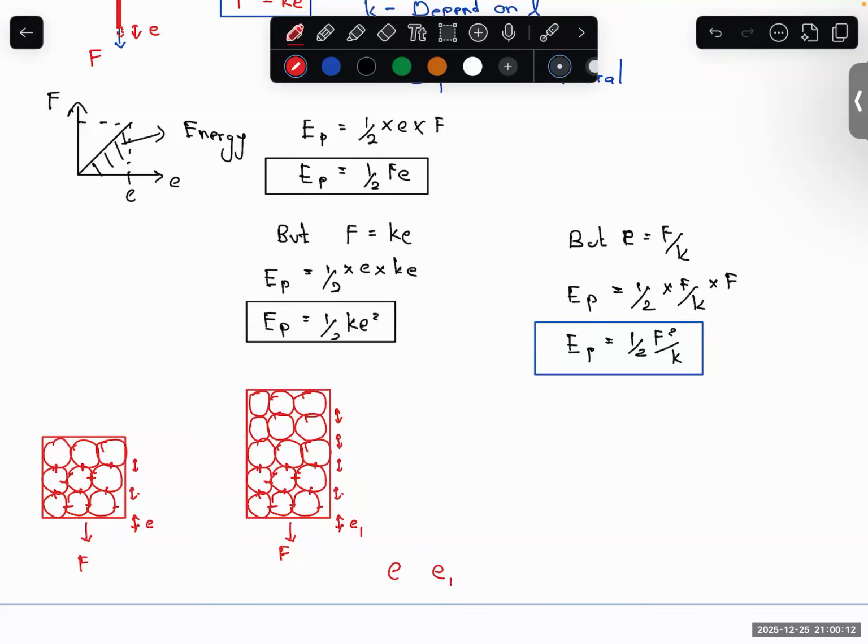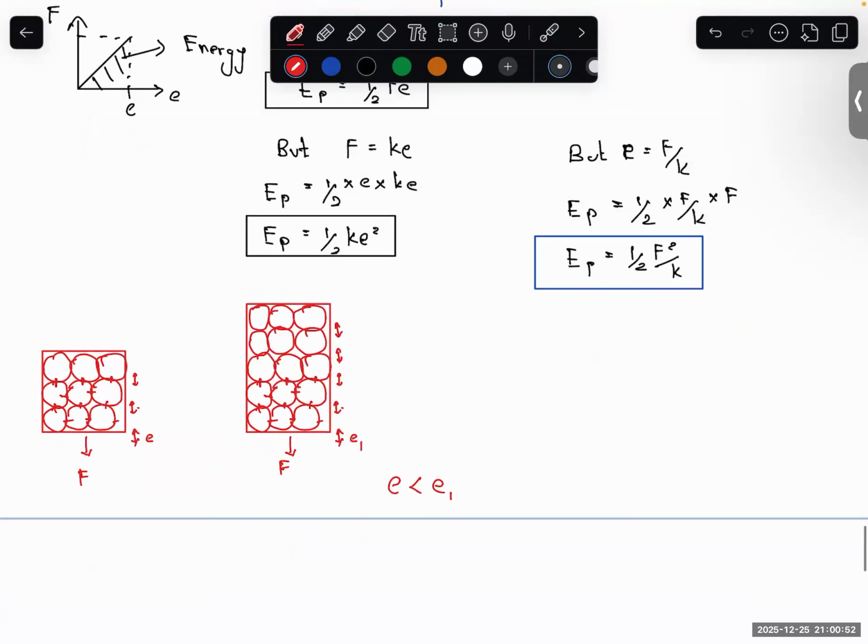E1 will be... Come on, it's a simple question. Tell me, greater or smaller? When you have more intermolecular spaces, greater. Yes, more intermolecular spaces increase the distance. Therefore, the cumulative extension, meaning the addition of all those, will be greater than the first instance. So therefore, E1 is greater than e.